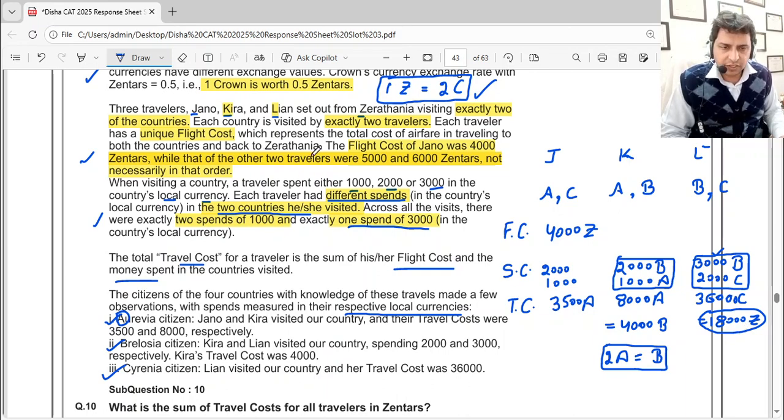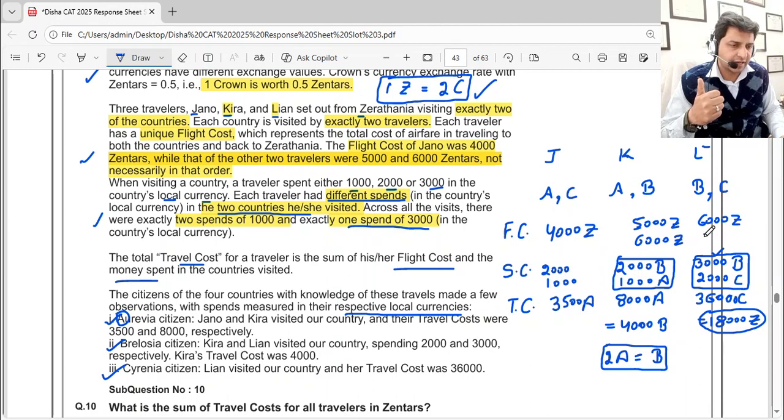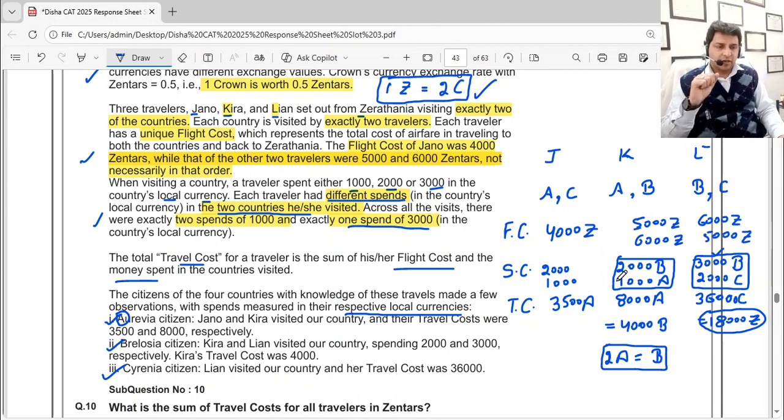And the other information which we are missing, no we are not, I believe. Okay, so that is all the information which we have. Now the only one information which we have not used is that either this is 5000 Z and this is 6000, or it is vice versa. We are not aware yet, that has to be found out.